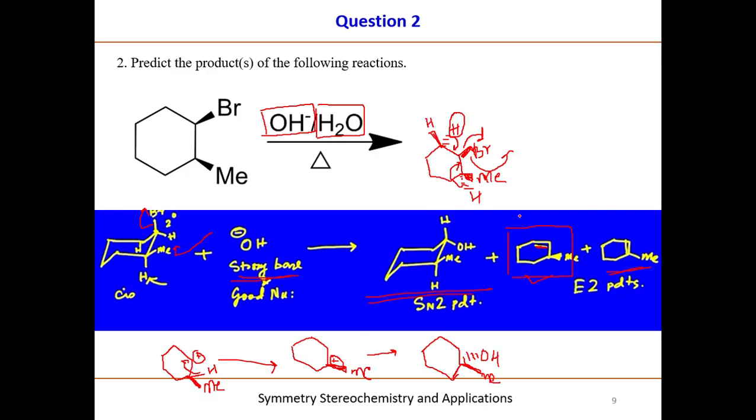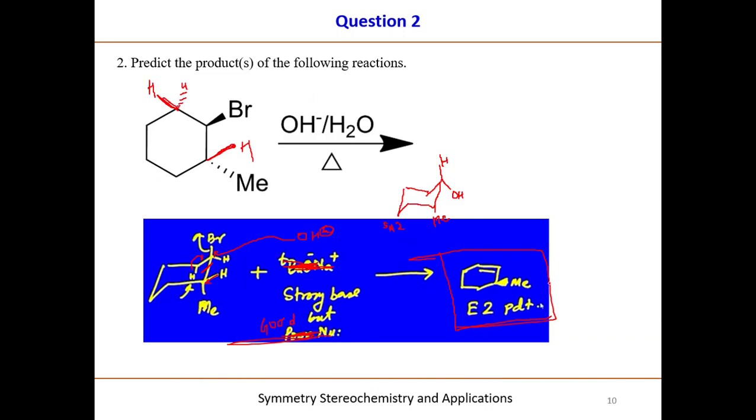In the previous case we got two E2 products because of the anti-periplanar proton present on the tertiary carbon also. That's why we got two E2 elimination products, but here we will get only one E2 elimination product, and the SN2 product will be the lowest priority, meaning the least feasible, because of the presence of the methyl group on the below side. So this is the reaction with OH minus.